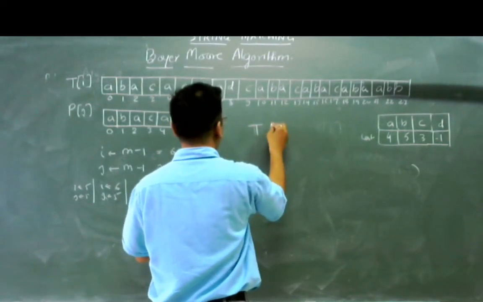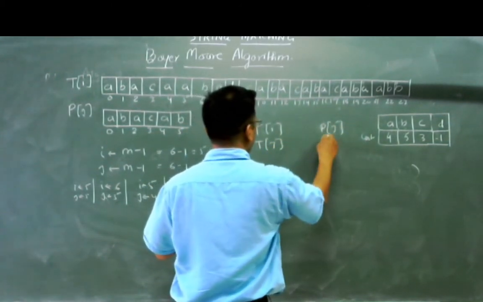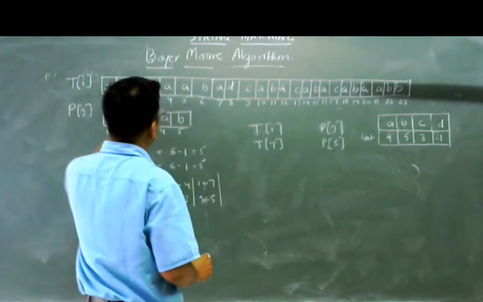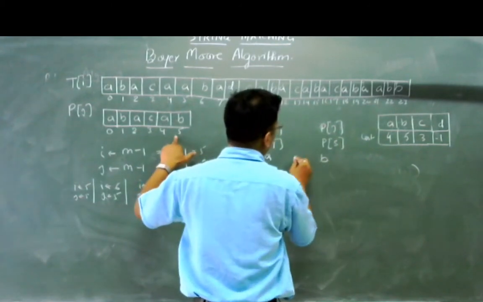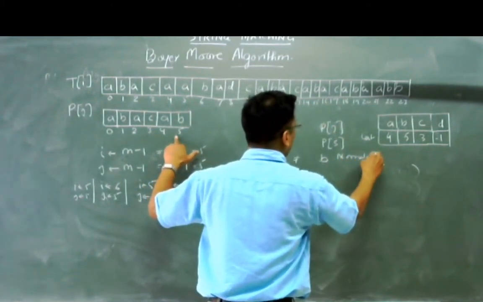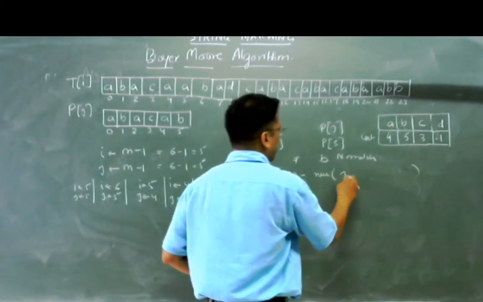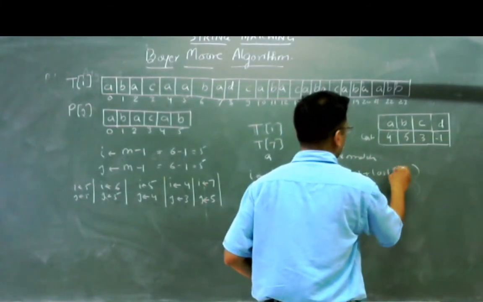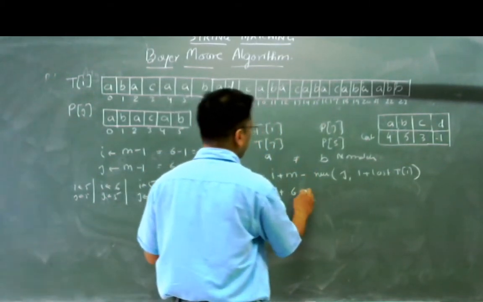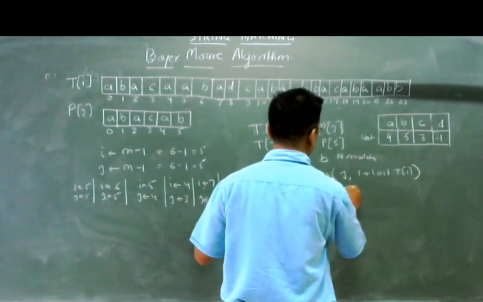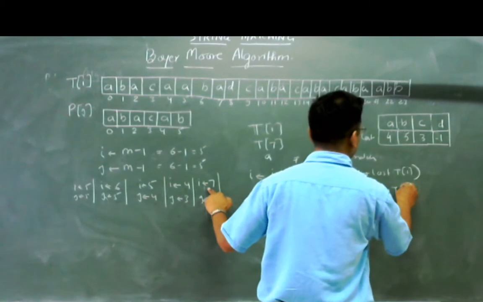Now we shall check the value for T_i and P_j. So i is 7 and j is equal to 5. At position T7 the element is A and the element at position P5 is equal to B. So no match. No match. The formula would be i becomes i plus m minus minimum of j comma 1 plus last T_i. So here i is equal to 7, m is equal to 6, minus minimum of j, which is equal to 5, comma 1 plus last T7.